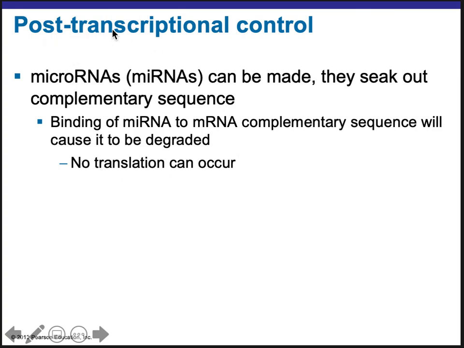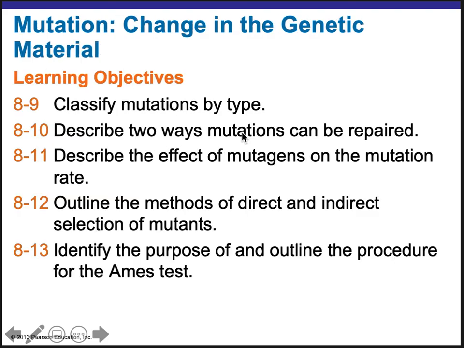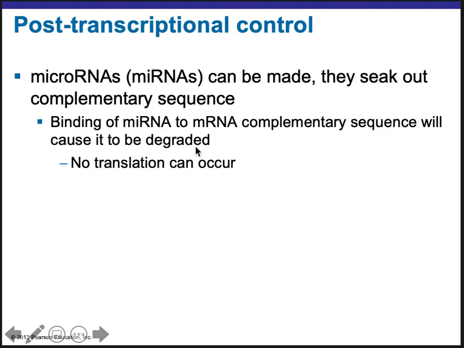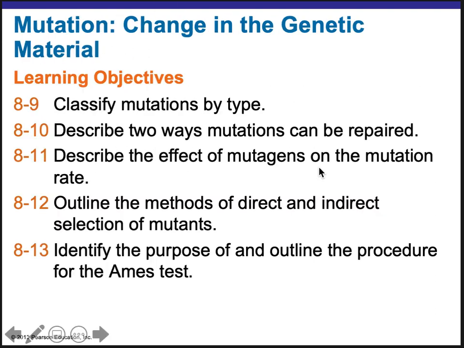So post-transcriptional control means you made the transcript and now you're going to get rid of it. And how are you going to do that? Well, you can make what we call a microRNA, just a very short sequence that is complementary. It'll bind and it'll signal it to be degraded. And I didn't include the image, but you do have an image of this in your textbook if you want to see what that looks like.